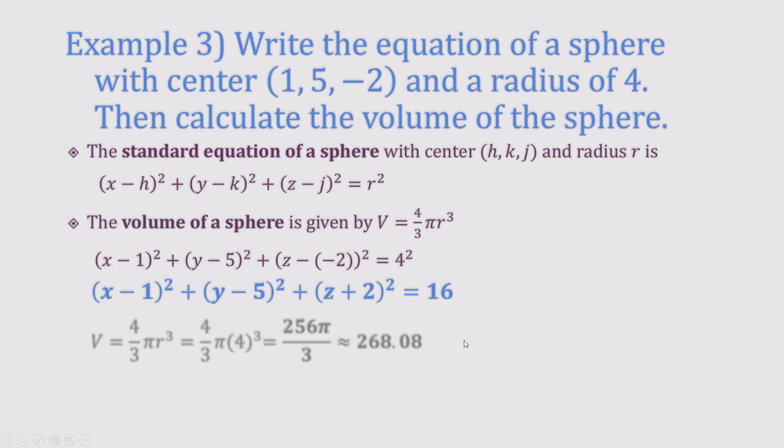And then to find the volume, if we put 4 in for the radius in our volume formula, 4/3 times pi times 4 cubed is 256 pi over 3, or if you were to get that as a decimal, about 268.08.